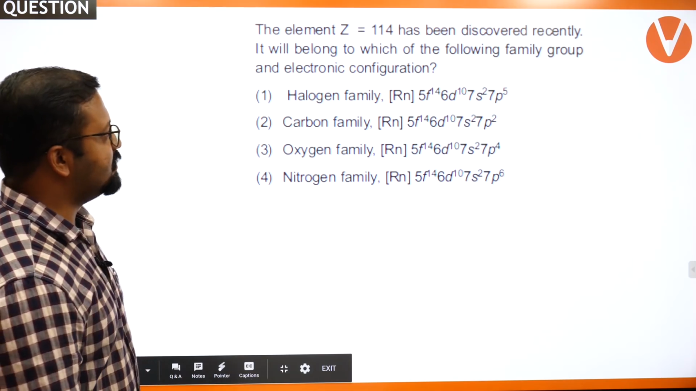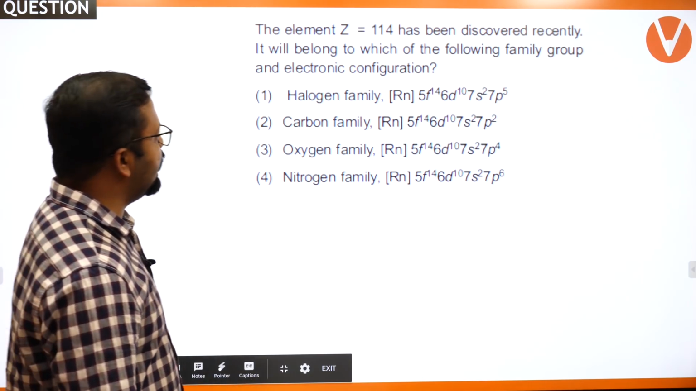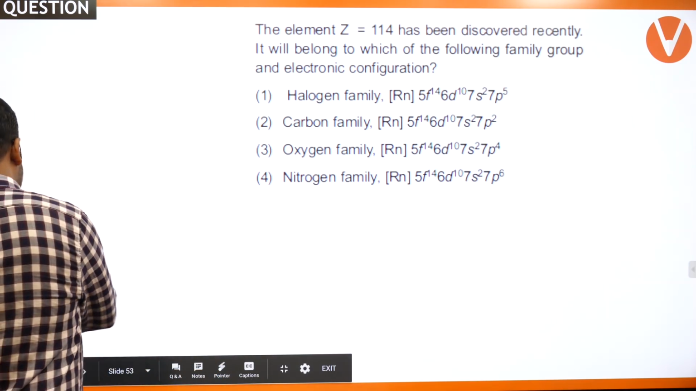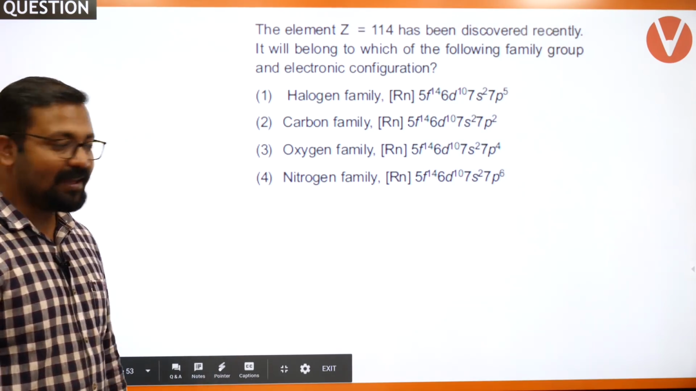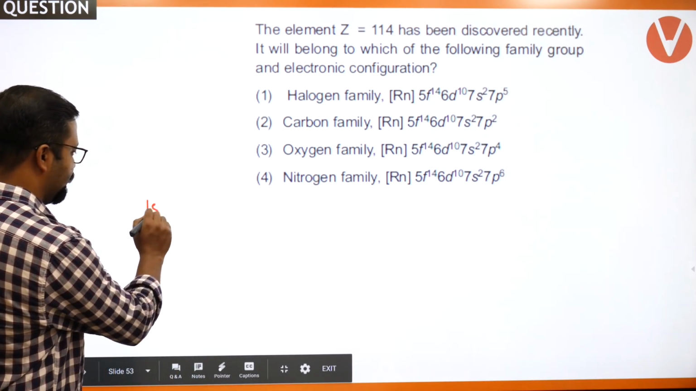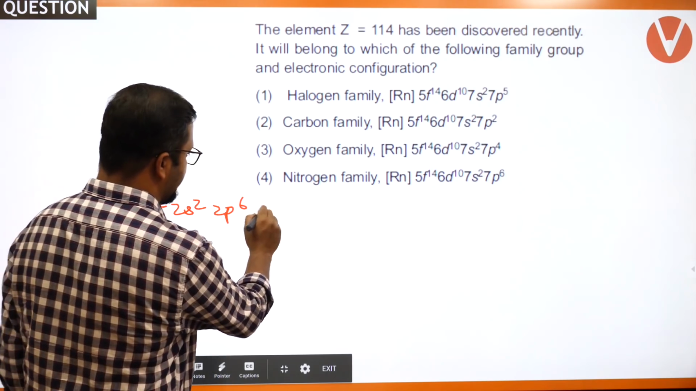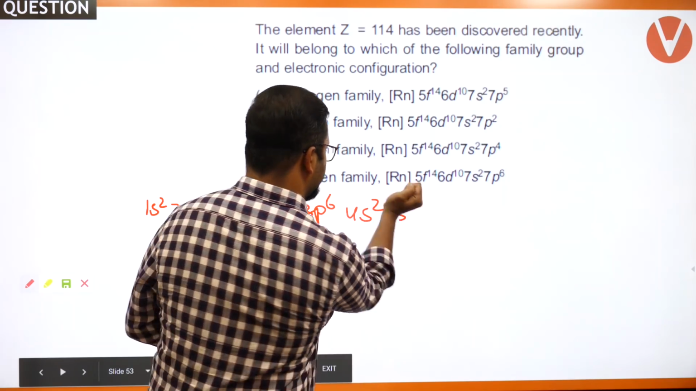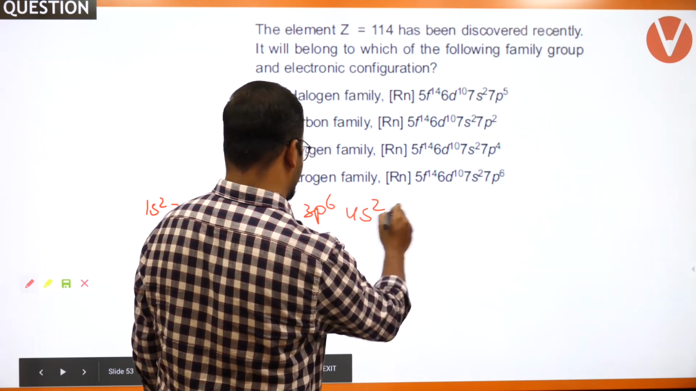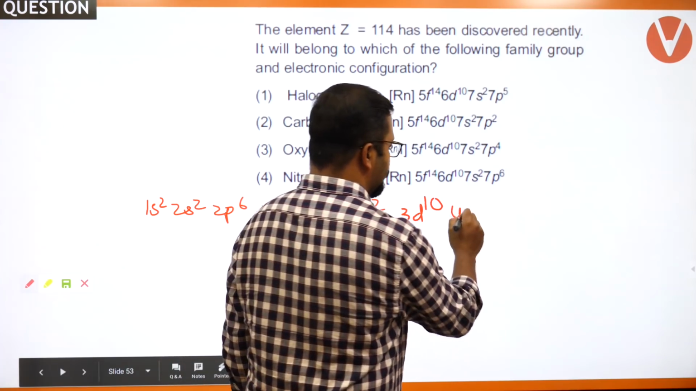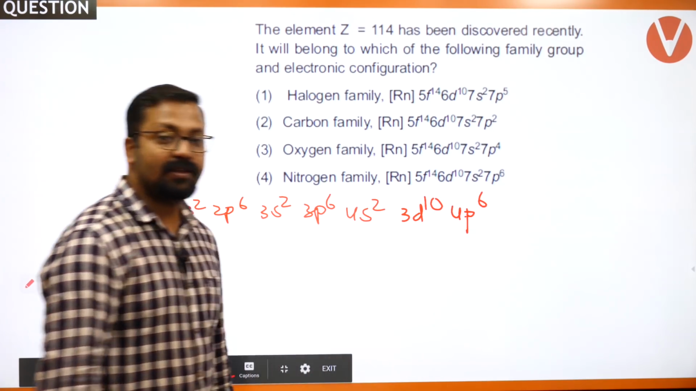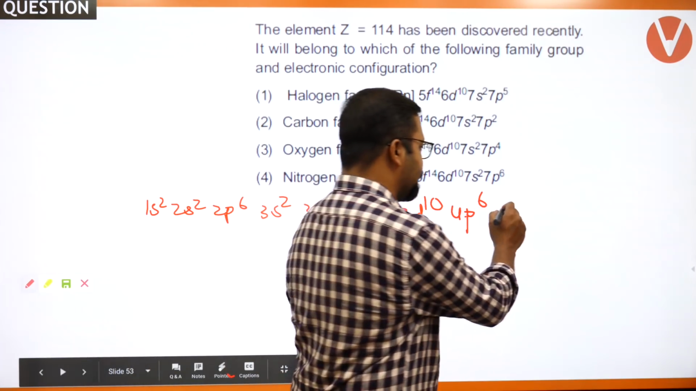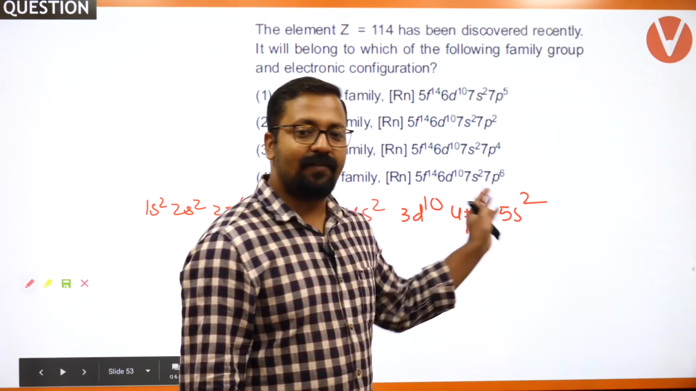Next. An element with Z = 114 has been discovered recently. It belongs to which of the following family and group? So, let's try to work out this question. 114 is given, so how will we do it? 1s2, 2s2, 2p6, 3s2, 3p6, 4s2, 3d10, 4p6. What will come after 4p6? For 4p, n plus l is 5. So after 4p comes 5s2, 5s is 5.